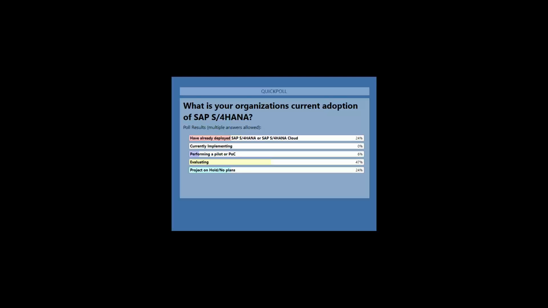So Lorraine, right now what we're looking at in terms of results: 24% of the audience has already deployed SAP S/4HANA or SAP S/4HANA Cloud. Right now, no one is currently implementing or going through the process. 6% of the audience is performing a pilot or POC, but the majority of our audience today are currently evaluating SAP S/4HANA, and 24% either have projects on hold or have no plans on moving yet.